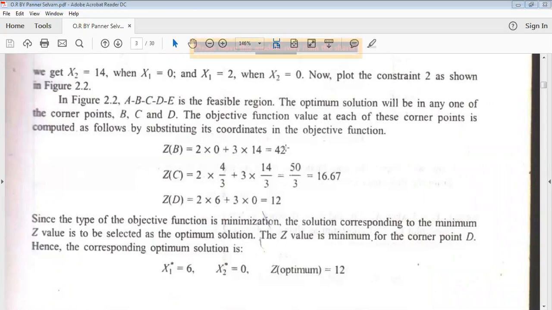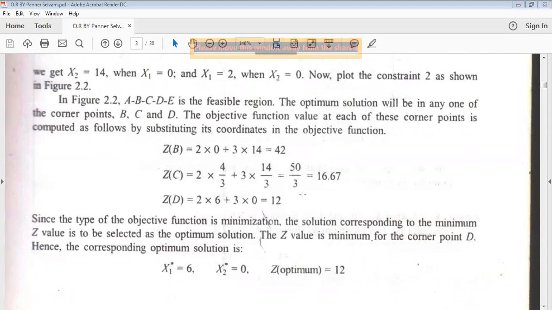If you substitute 0, 14, you are going to get 42. And the next one is 4 by 3 and 14 by 3. X1 is equal to 4 by 3, x2 is equal to 14 by 3, and you are going to get 50 by 3, 16.67. Next, x1 is equal to 6, and x2 is equal to 0, that is 6 and 0, automatically you are going to get 12.